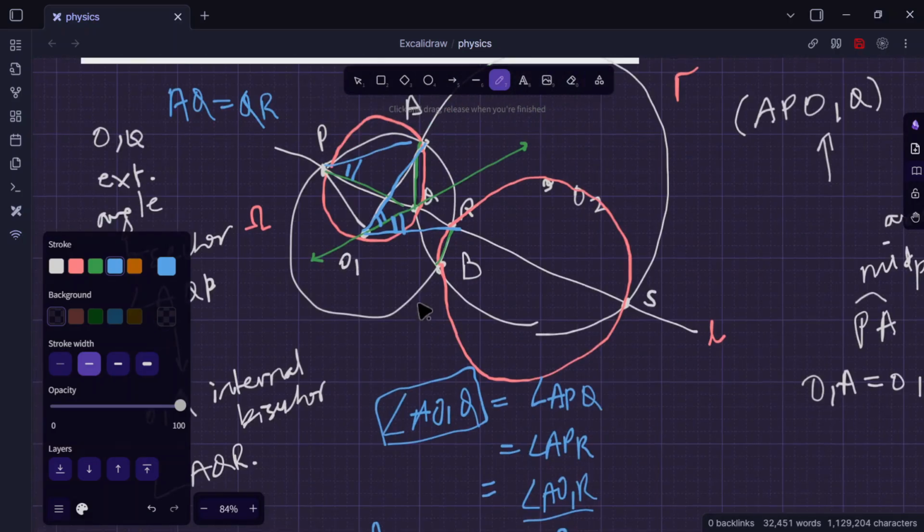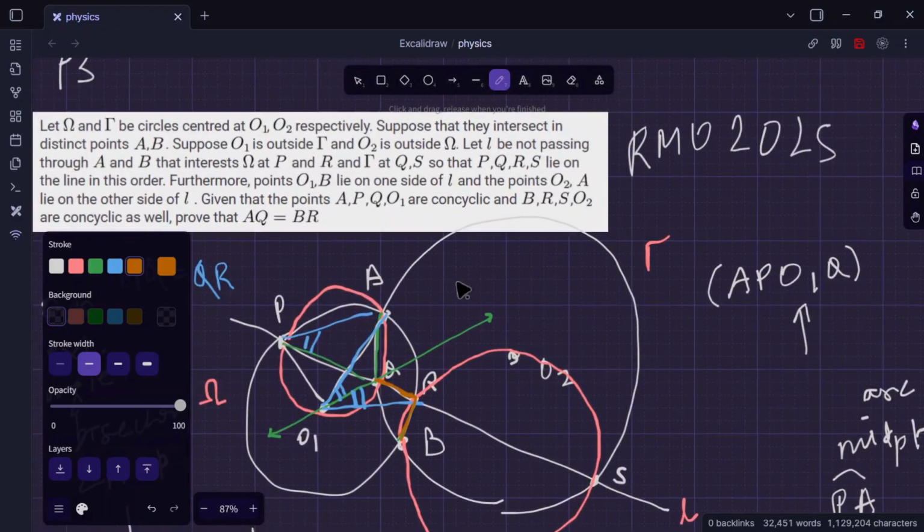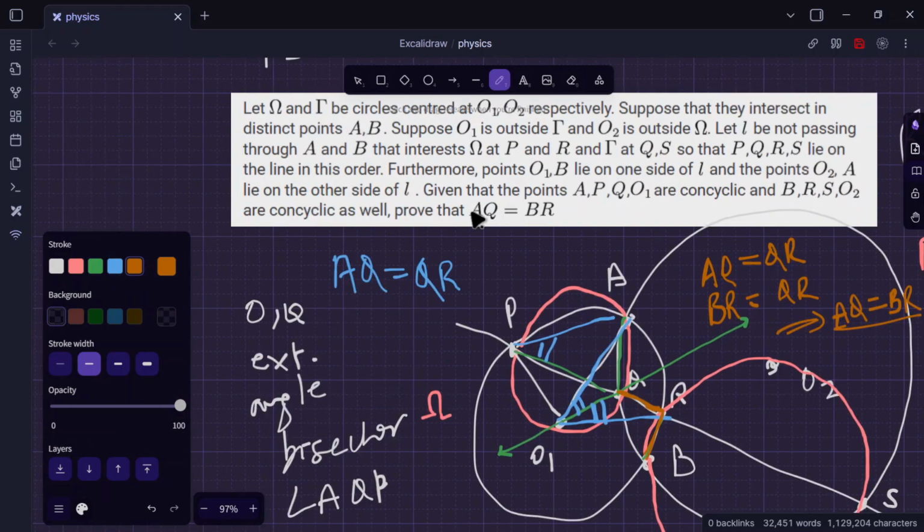In a similar fashion, since the problem is completely symmetric, we can get that length BR is going to be equal to length RQ by the same logic. So in the end, what we obtained is that AQ is equal to QR, and similarly by symmetry BR is also equal to QR, because BR is just the analog of AQ but taken in terms of B. So we obtain that AQ is equal to BR. This is exactly what the problem wanted us to show.